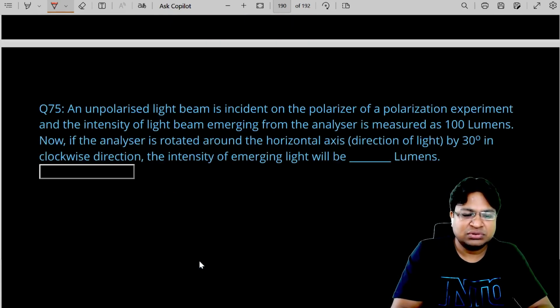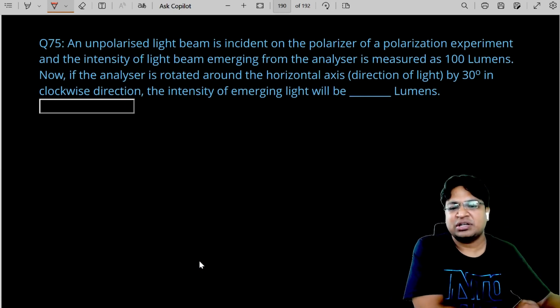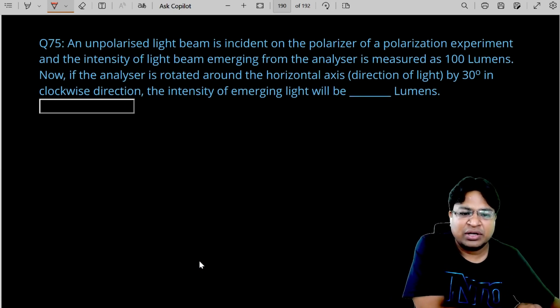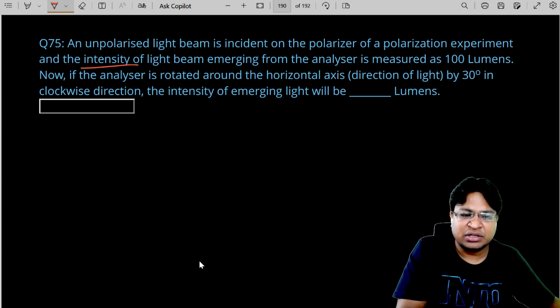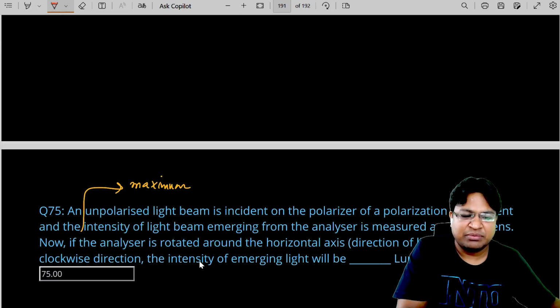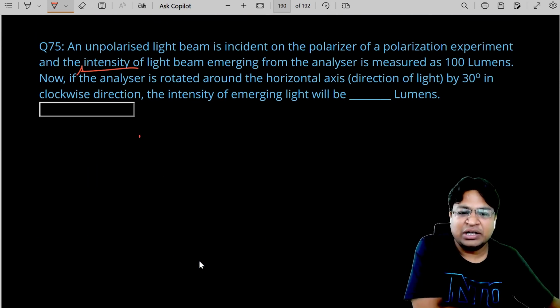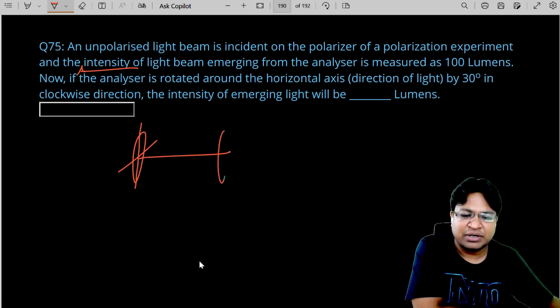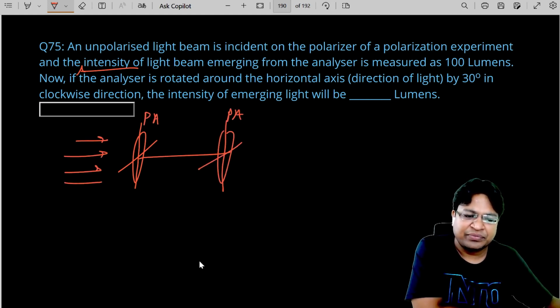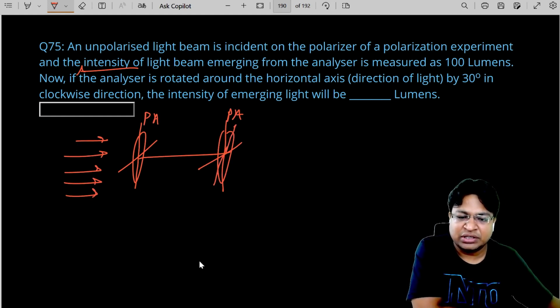And then we go to the last question, which says an unpolarized light is incident on a polarizer. And this is the maximum intensity. In the test, you would have written the maximum intensity here. The maximum intensity of the light beam, as it is written here. So basically, earlier, if the analyzer was giving us maximum intensity, then it means that the pass axis of the analyzer and the pass axis of the polarizer were the same, they were parallel. Now, if it is rotated by 30 degrees, the intensity that we will get here would be whatever intensity was there. It says that the intensity of light emerging from the analyzer is measured if the analyzer is rotated.